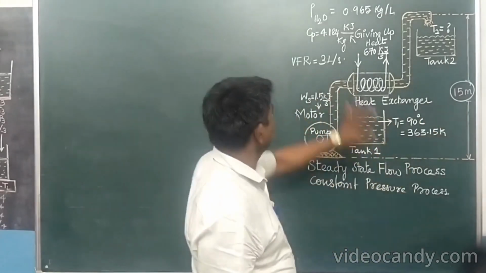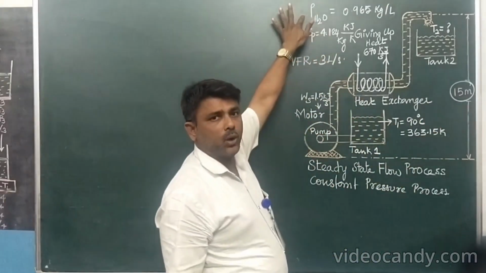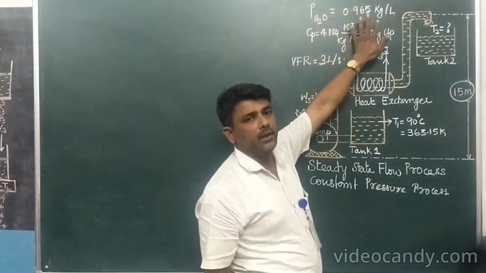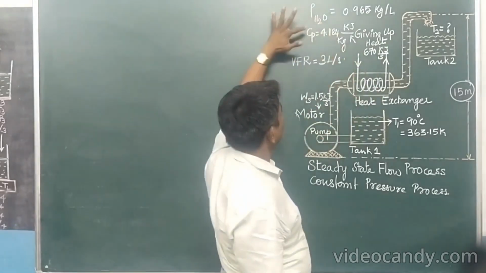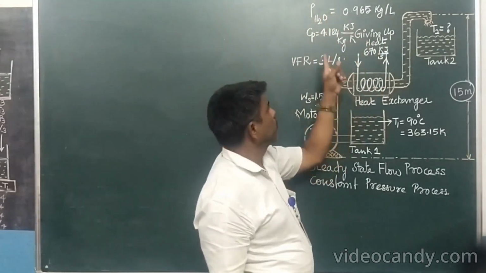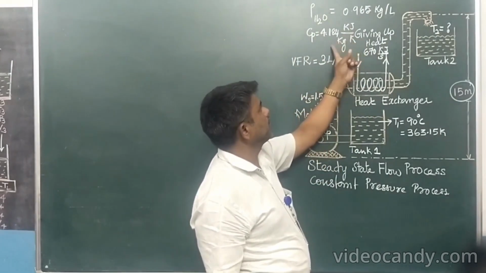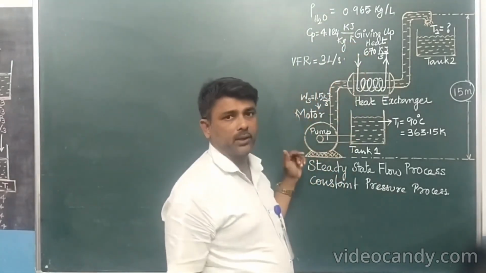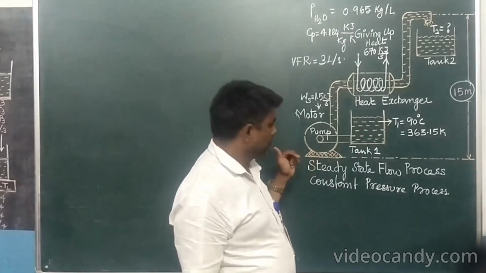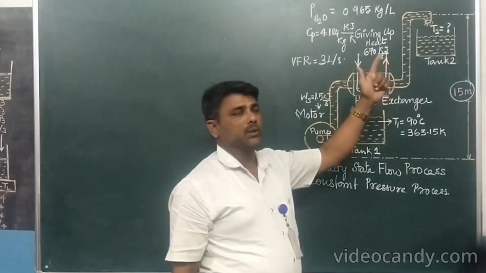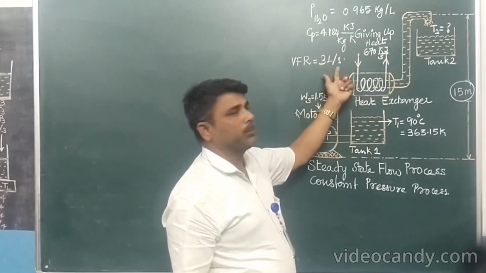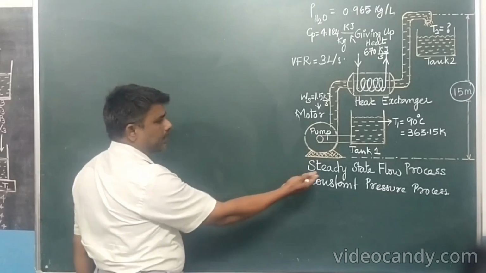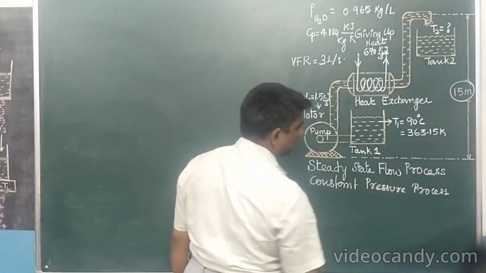Given data are: density of water at 90 degrees Celsius is 0.965 kg per liter. Moreover, specific heat of water is 4.184 kilojoules per kg degree Kelvin. And the volumetric flow rate of water passing from tank 1 to tank 2 is 3 liters per second. Now I am going to solve the problem. The problem comes under the category of steady state flow process or constant pressure process.